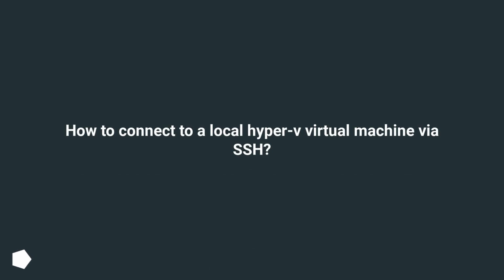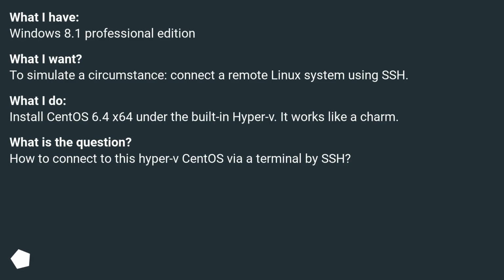How to connect to a local Hyper-V virtual machine via SSH. What I have: Windows 8.1 Professional Edition. What I want: to simulate a circumstance, connecting to a remote Linux system using SSH. What I do: install CentOS 6.4 x64 under the built-in Hyper-V. It works like a charm. What is the question? How to connect to this Hyper-V CentOS via terminal by SSH?